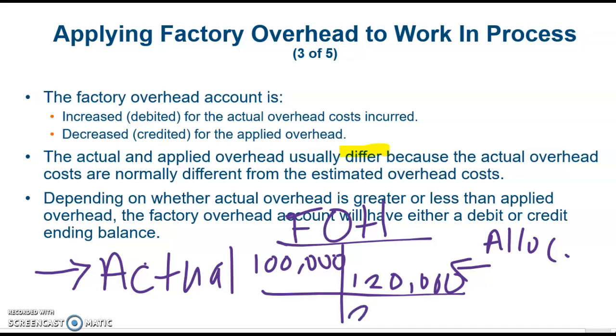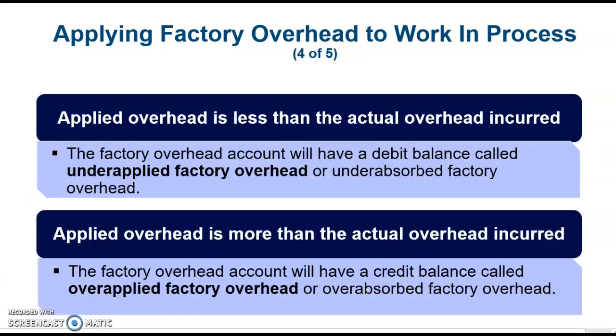Well, now our balance is $20,000 credit. Think about it. I allocated more. I allocated over the amount that we actually had. So when I allocate over the amount we actually had, then I over allocated it. If I allocate under the amount we actually had, then it's under allocated. So work that out in your mind, and you can also use this.